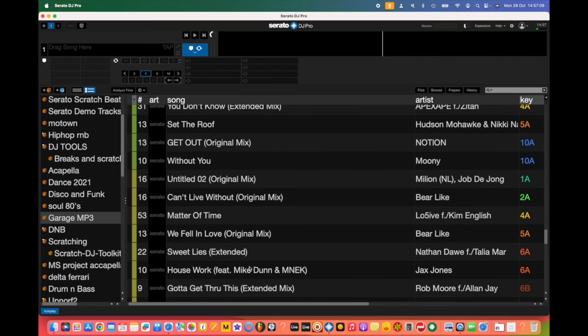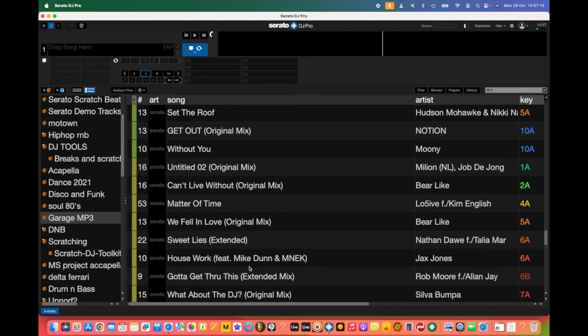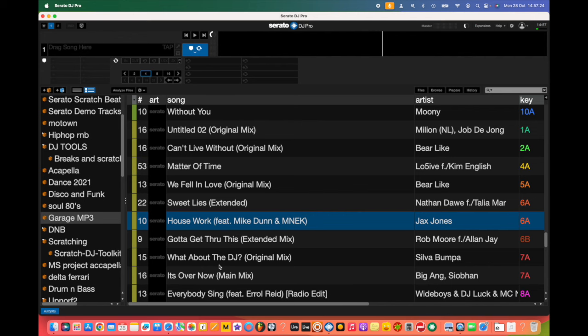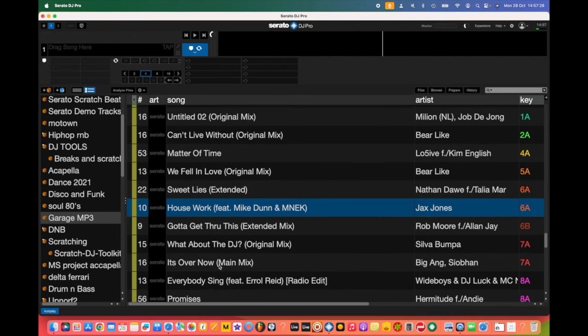And I mean, these are all really newer songs that I'm talking about here. This one, Housework, Jax Jones. This is a yellow. That is a certified banger, to be fair. Everyone loves that one. It's Over Now, Big Ange, banger, right? These are like peak time tunes, right? When you've got everyone in, this is like your hands up in the air moments. Everyone's dancing, everyone's having a real good time.